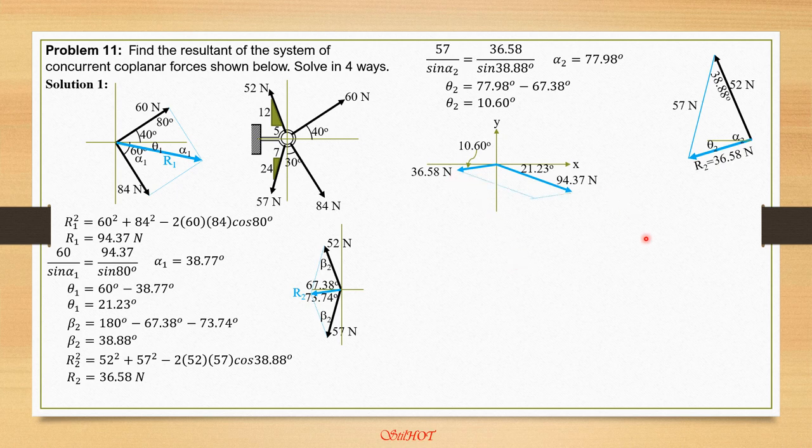Then we form another parallelogram. The measure of the angle between R1 and R2 is 180 minus 10.6 minus 21.23. That's the resultant. It lies in the fourth quadrant. So let's call the angle between R1 and R2 beta, and let's also call this angle alpha. Beta is 180 minus 10.6 minus 21.23 degrees, so beta is 148.17 degrees. Having known that, alpha is 180 minus beta because alpha and beta are adjacent angles in a parallelogram. So alpha is 180 minus 148.17 degrees, so alpha is 31.83 degrees.